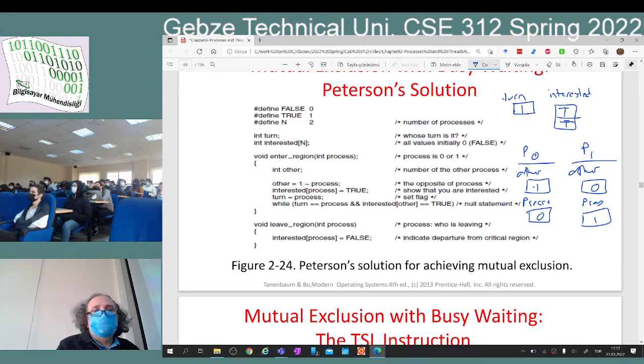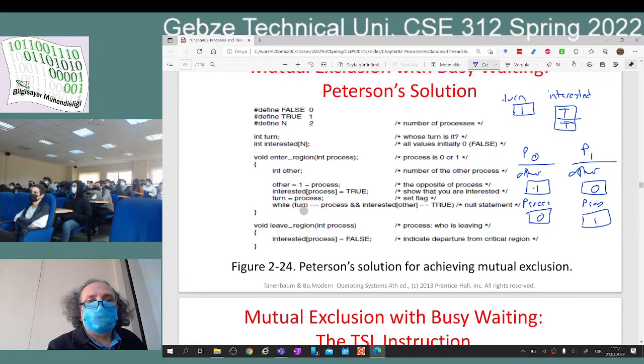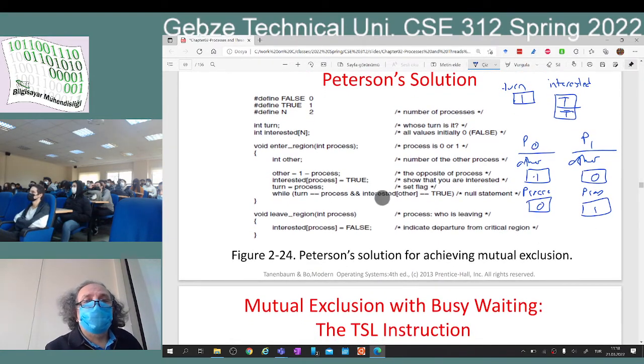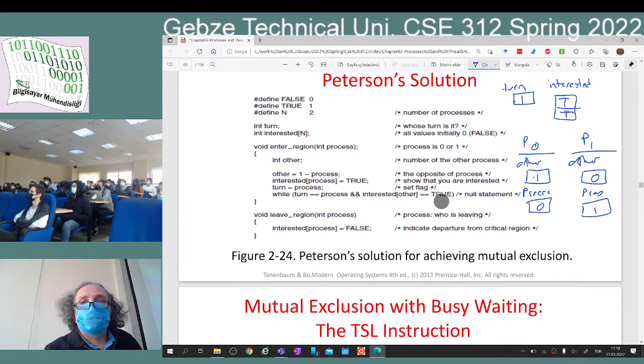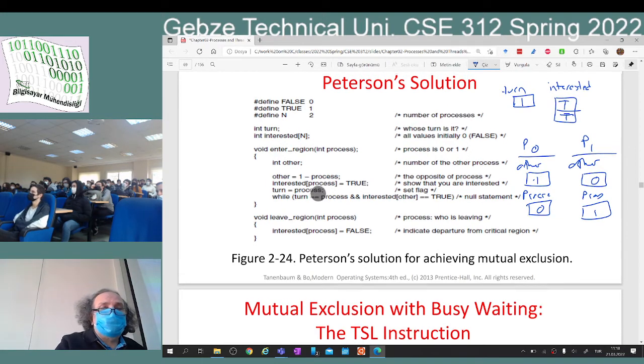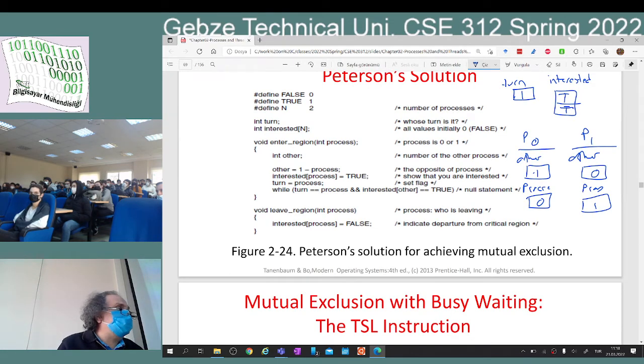You see it. So if turn is process, turn is 1 and process is 1, this is true. If interested other is true, and interested other is true too, so I will be in an infinite loop. Process 1 cannot continue. It will be in an infinite loop inside this function. It will wait until either this one or that one becomes false. So process P1 is in an infinite loop here. Let me put the semicolon here. Process P1 is waiting.